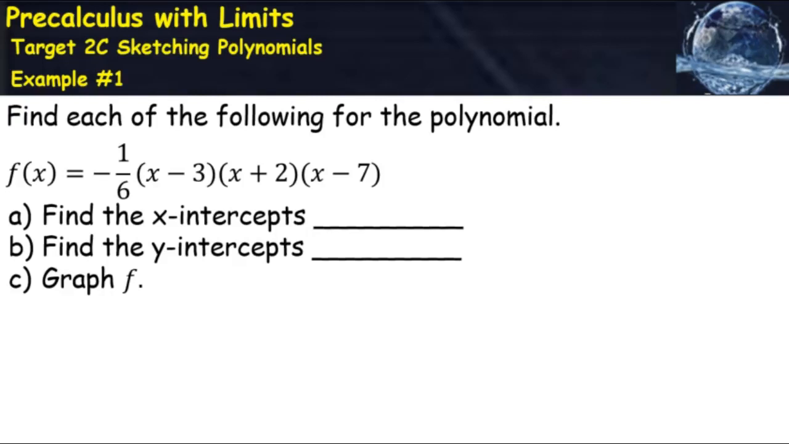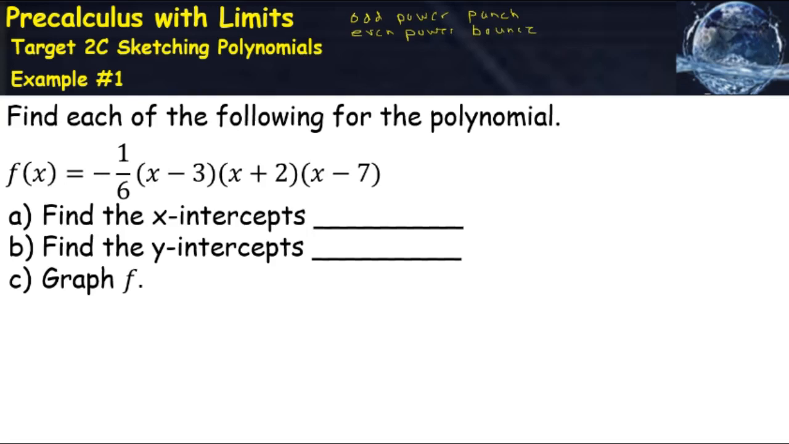Okay, this is Target 2C Sketching Polynomials retake video. Let me just grab this color yellow up here, and I'm going to write some rules up here to remind us. So remember, if the power on a factor is odd, it's a punch. And if you have an even power, it's a bounce.